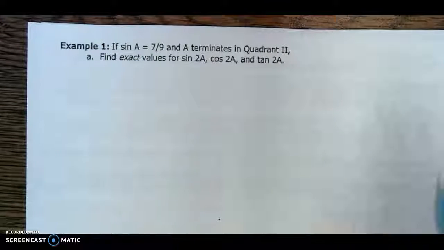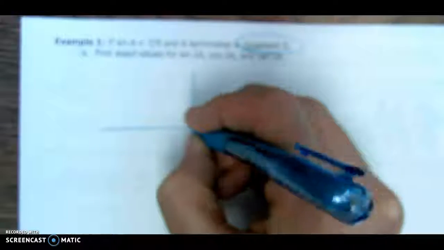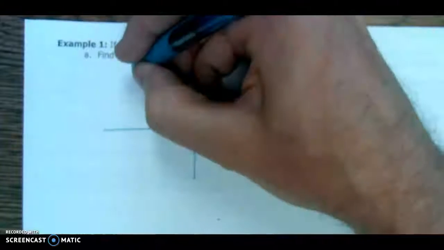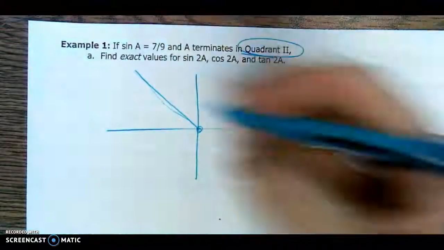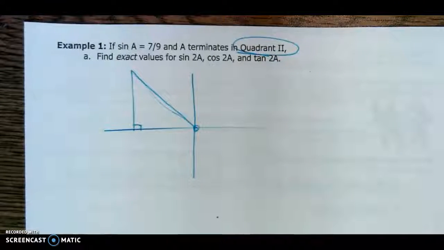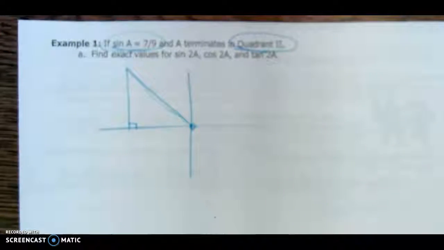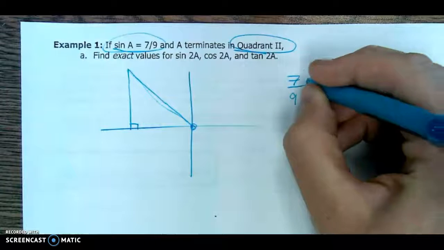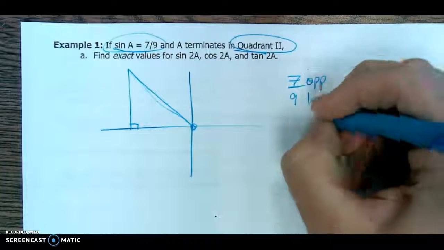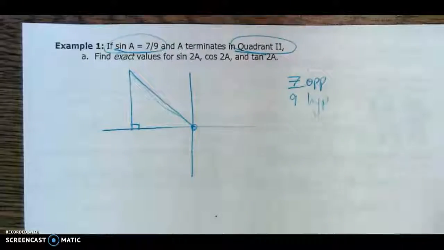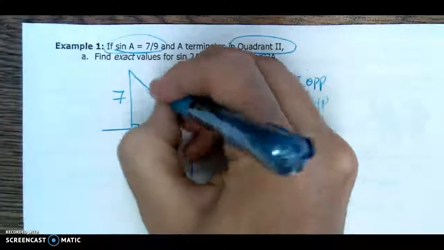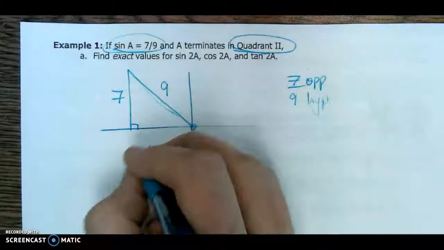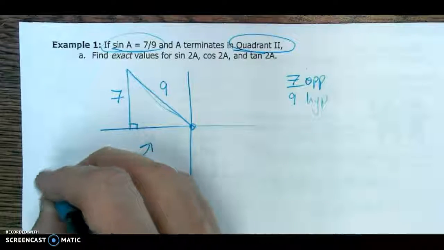So we're going to draw an angle in quadrant 2. So go ahead and draw your x and your y. And draw an angle from the origin in quadrant 2. And then connect it to the x-axis. That puts it in standard form. And now we're going to label it with what's given to us. They tell us sine of A is 7/9. And so that means since it's sine, that 7 is opposite and 9 is hypotenuse. So you can go ahead and label your opposite with a 7 and your hypotenuse with a 9. And then to find your adjacent, you're going to do Pythagorean theorem.